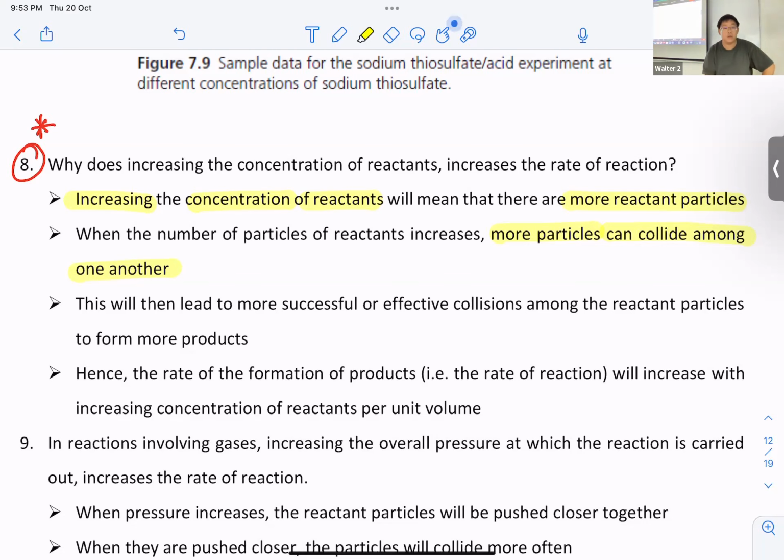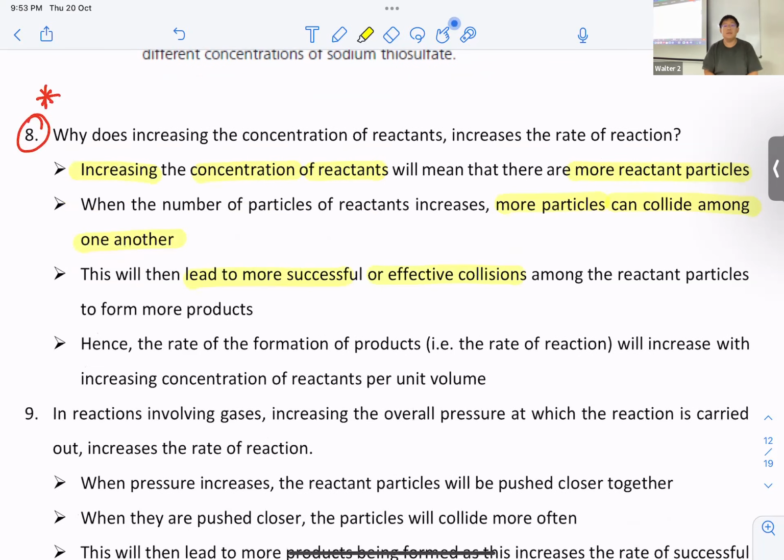And once you have more collisions, obviously, you will have a higher chance of getting even more successful or effective collisions. And when that happens, automatically, the rate of the formation of your product will start to increase. So based on that, 3 points again, you see, increasing concentration means more reactant particles, which will lead to more collisions and eventually leading to more successful or effective collisions. That's how we increase the rate of reaction.